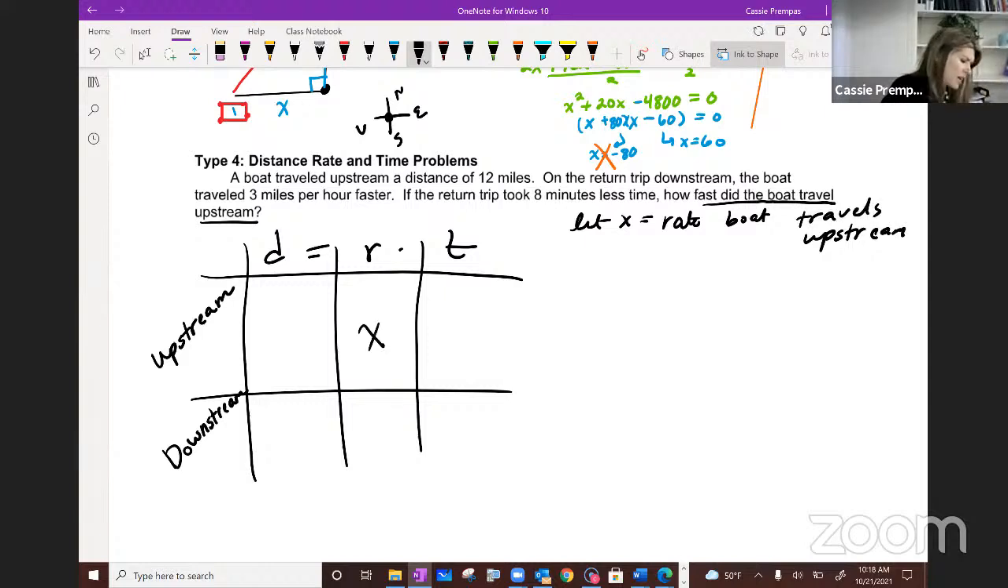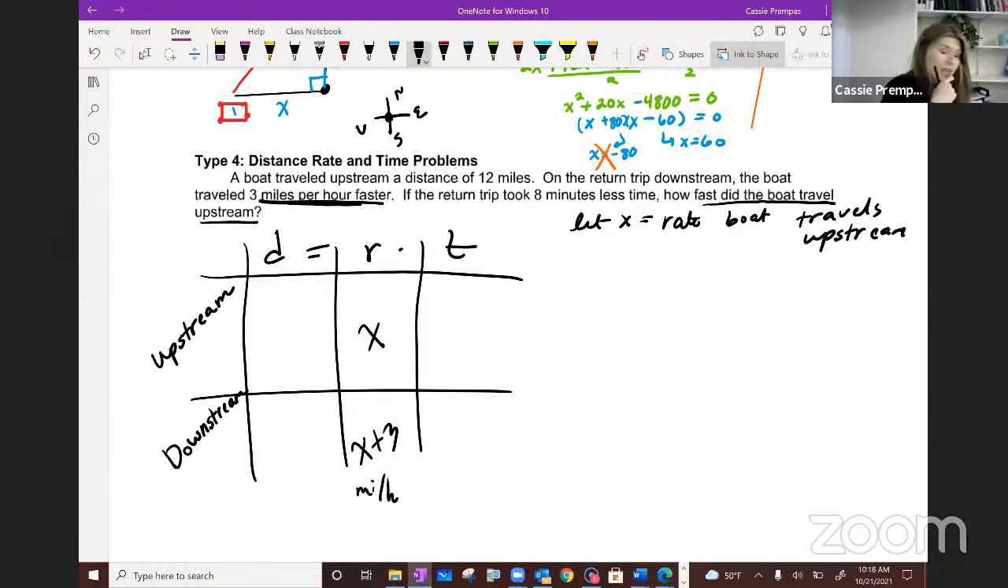And now what does it say? Because I want to fill in the entire column. What does it say about the boat traveling downstream? It says downstream, the boat traveled 3 miles per hour faster. So how do I represent that? X plus 3. And we could look at this as miles per hour.